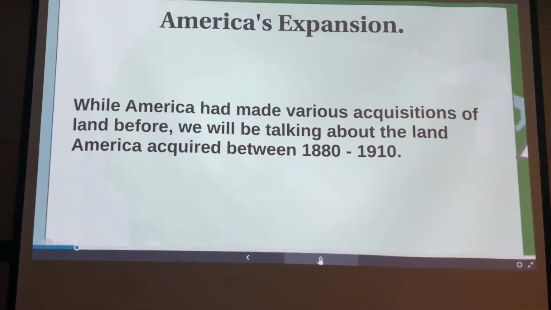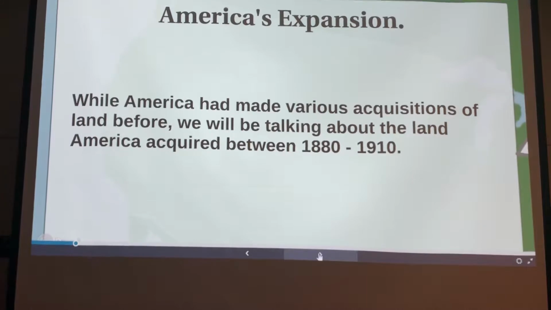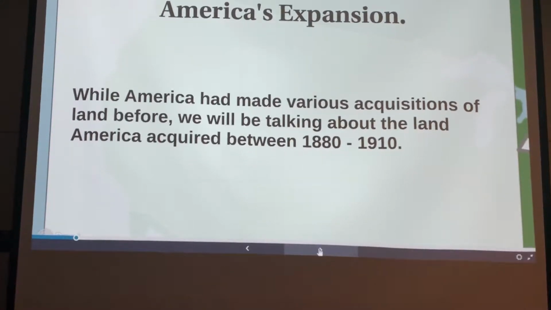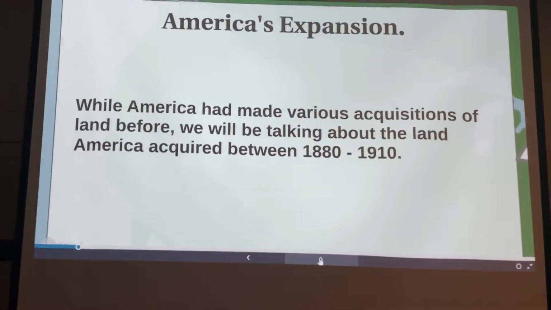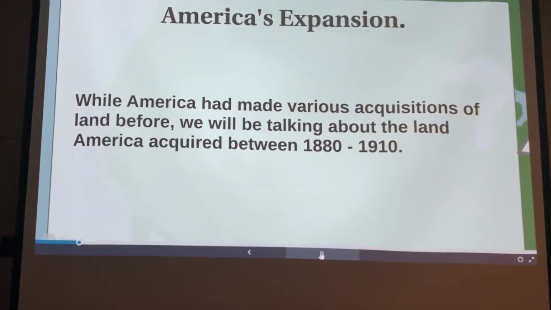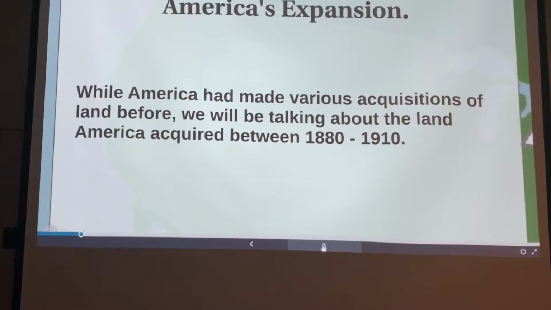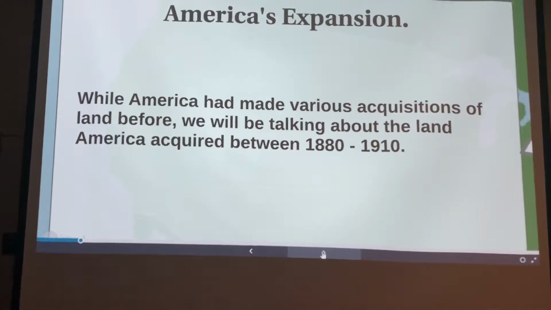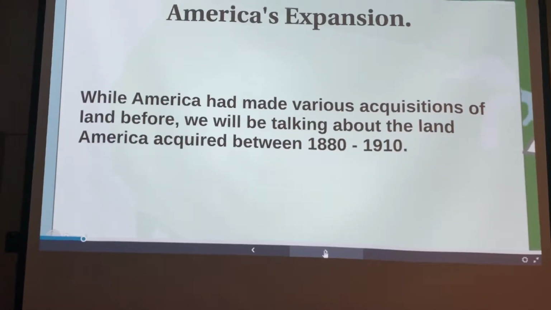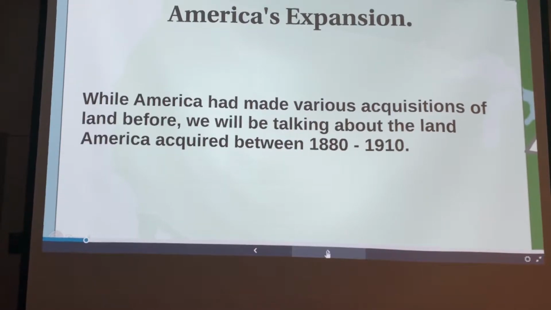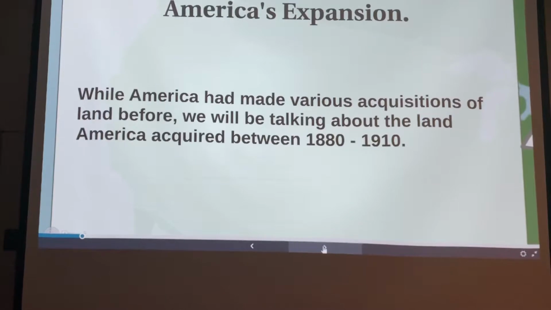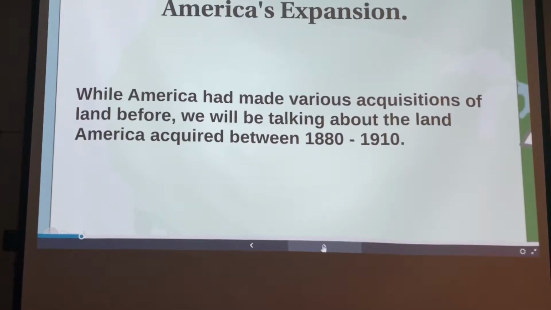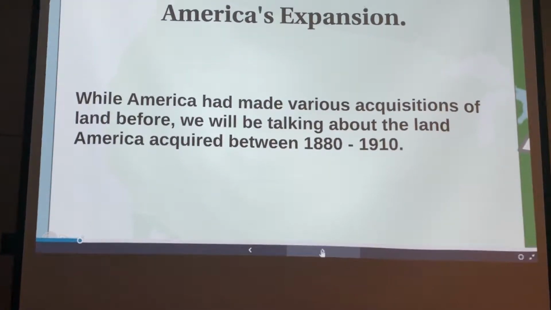So America's expansion, while it had made various acquisitions of land before the 1880 to 1910 period that we'll be speaking about, they acquired other lands, like the Louisiana Purchase, before 1880. They had made multiple territories before 1880, but we'll be discussing the territories that they established, added to the Union, or purchased and acquired during this time period.